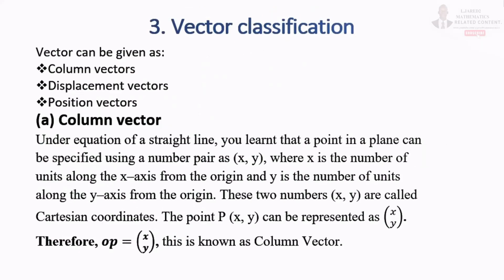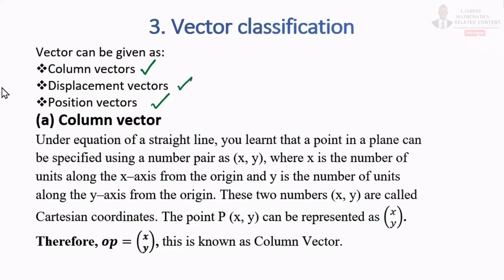In here, when you are talking of vectors, we can have 3 categories. Number 1, we can have column vectors, as we are going to see. We are going to talk about the displacement vectors and then position vectors. Let's now begin with column vectors as part A.